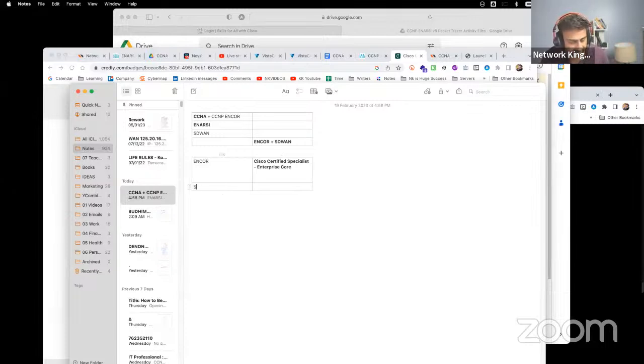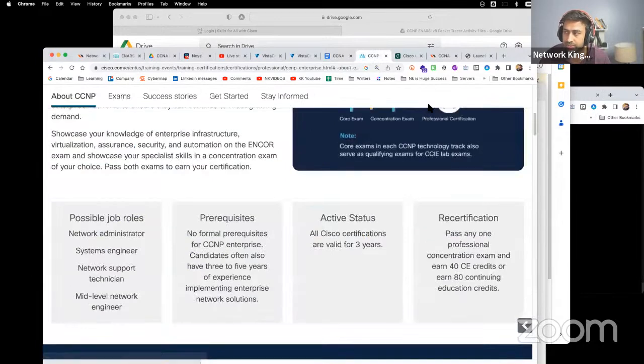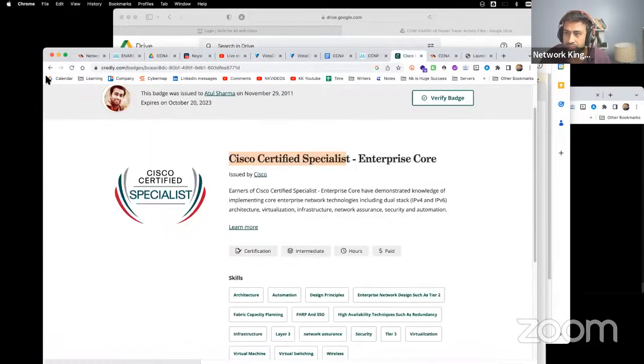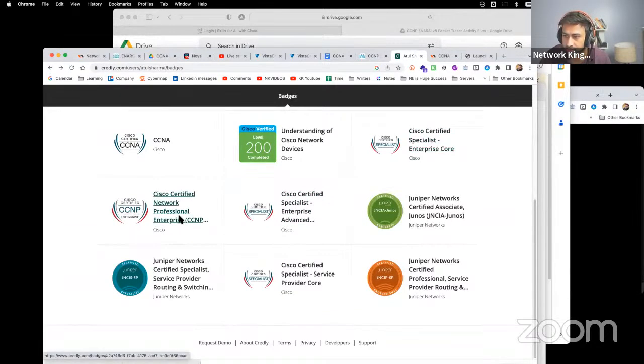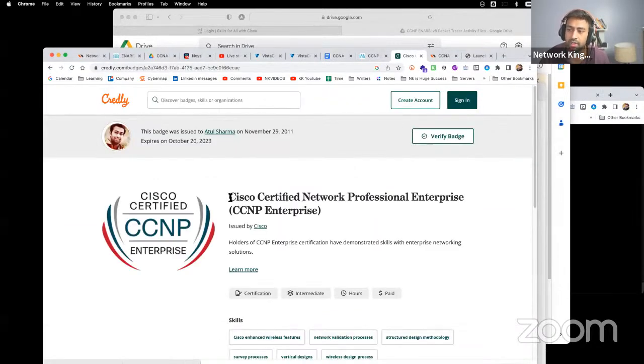And when you give the SD-WAN exam, you will become Cisco Certified Specialist SD-WAN. Additionally, because this is very powerful, you can show in your resume that you are SD-WAN certified. Once you clear two modules, you will also become CCNP certified, which is this certification. This is my CCNP full certification. This is called the full CCNP Enterprise.